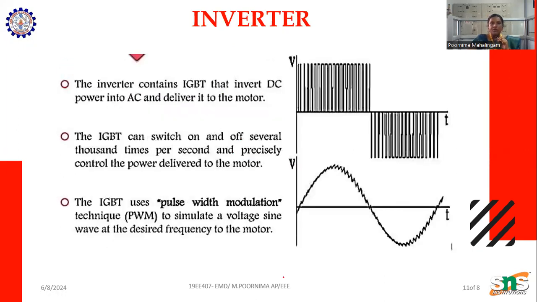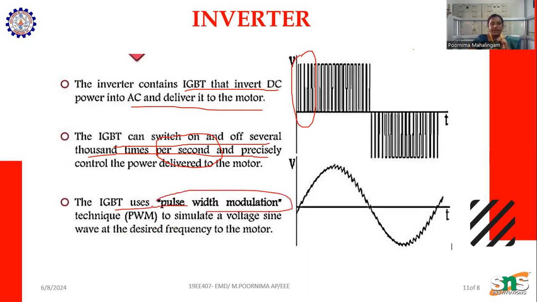Now coming to the inverter. The inverter contains IGBTs that invert the DC power supply into AC and deliver it to the motor. The IGBT can switch on and off several thousand times per second. Just imagine, several thousand times per second we can switch on and off. The IGBT uses pulse width modulation (PWM) techniques to simulate the voltage sine wave at the desired frequency.